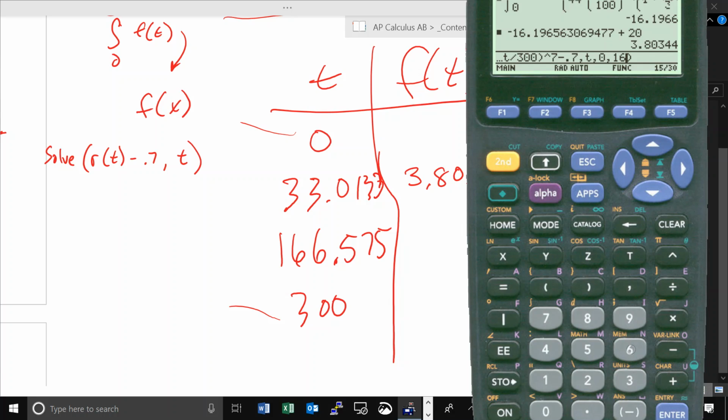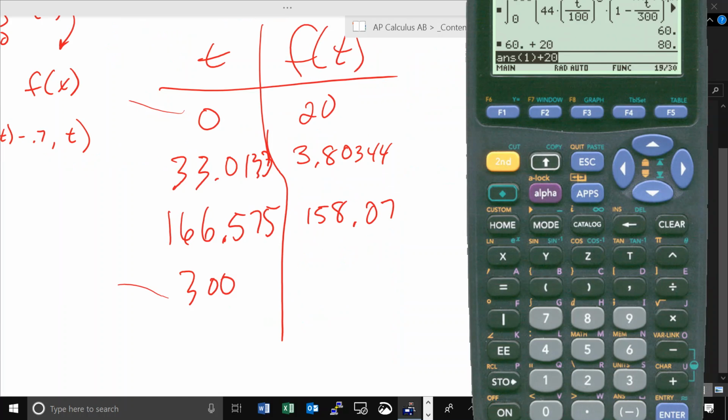So 0, we can just do that in our head, right? Because the integral from 0 to 0 is just going to be 0. All right, now let's do 300. And I'm going to change that last number to 300. 0 to 300. I get 60 plus 20. We already knew that from previous. That's 80. All right, which one's the smallest value? 0. No. 33.0133. You get 3.8.